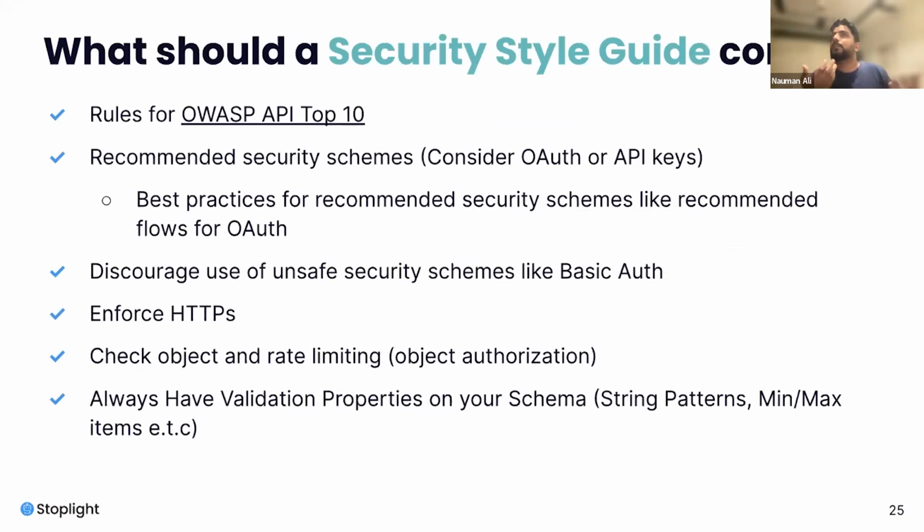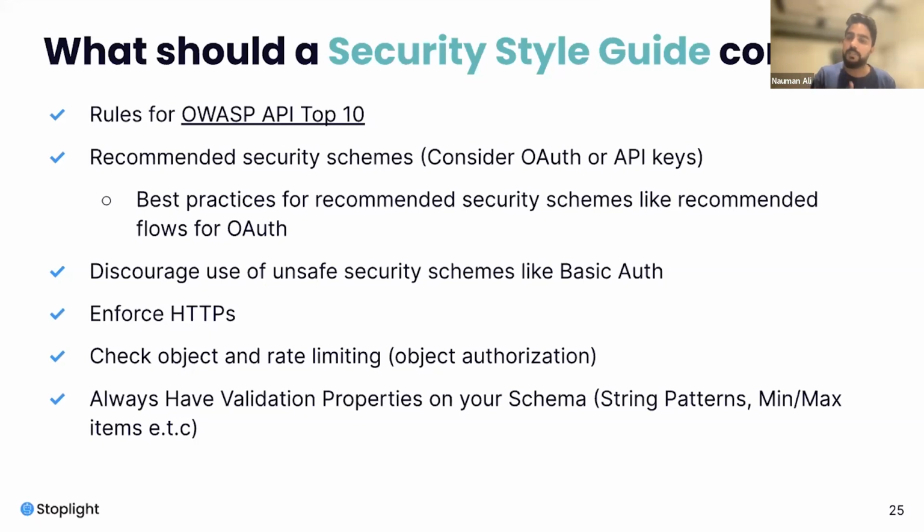Now, what should a security style guide contain? Nick covered a lot of this too, which is start with the basics. OWASP API top 10, like Nick mentioned, is something that's out there. You could start with those, follow good security schemes, enforcing HTTPS, checking rate limiting, having validation properties, like your strings shouldn't allow anything to go into them. There should be patterns. Objects should have minimum or maximum items. These are small fundamental things, but easy to miss.